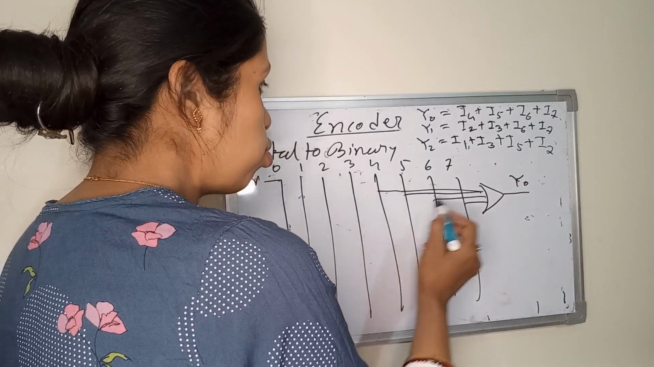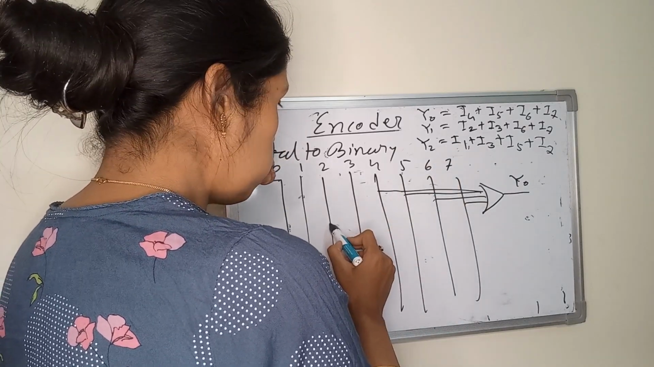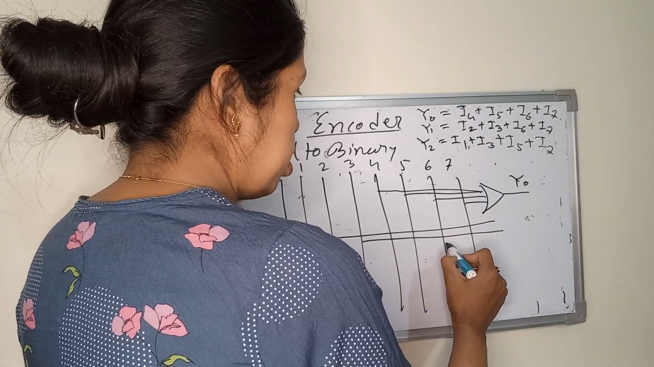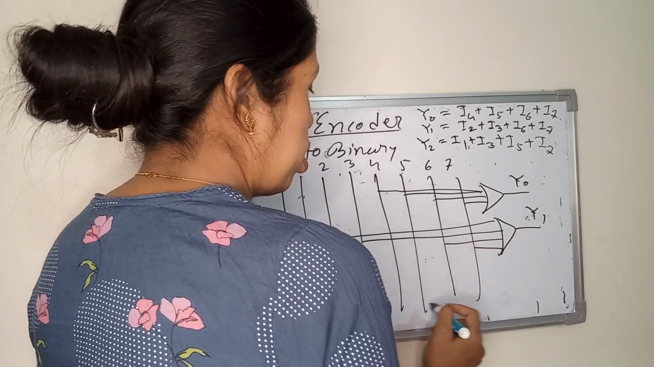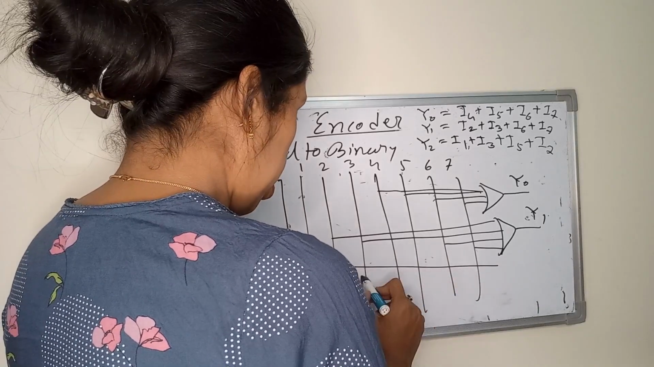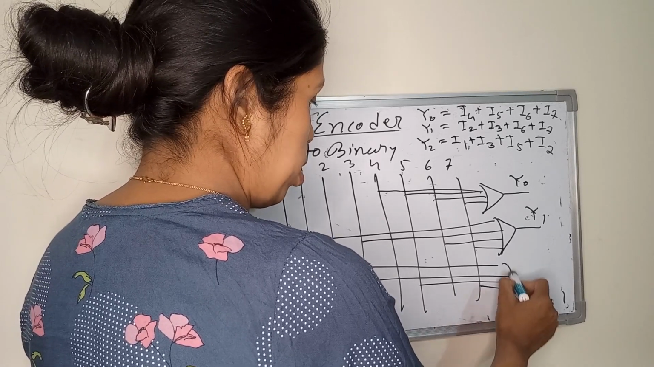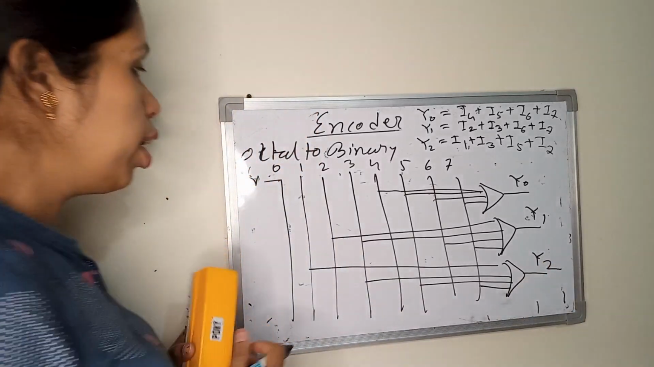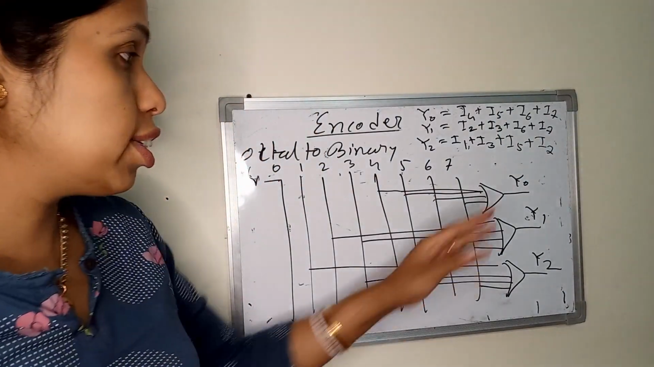Then for Y1, I take 2, 3, 6, 7. This is Y1. Now Y2 is 1, 3, 5 and 7. This is Y2. Now when I give 0, I should get 0, 0, 0.